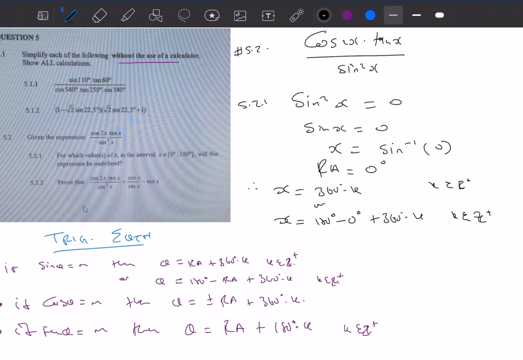So you can say 180 minus 0. We don't have to punch that in a calculator. We know what 180 minus 0 is. Right? 180 minus 0 is 180. So this is the second equation.